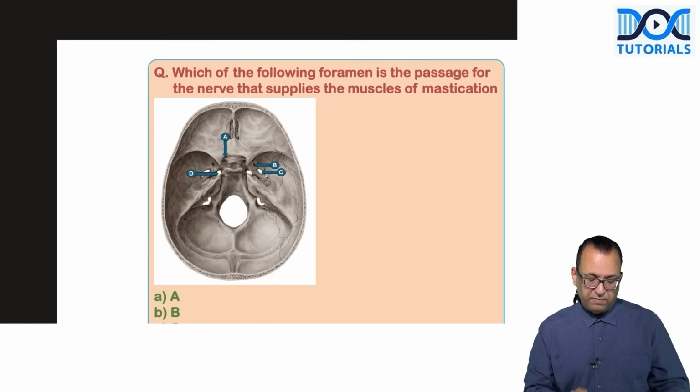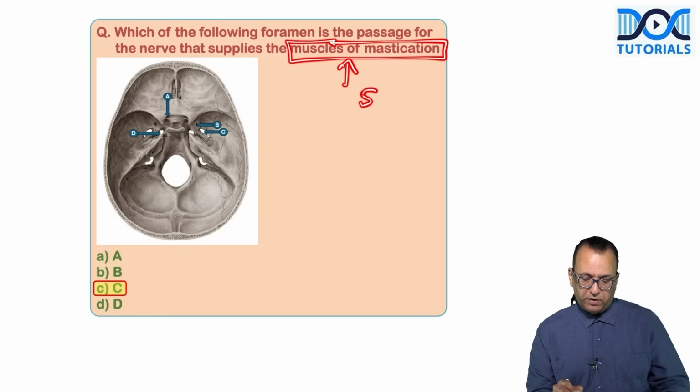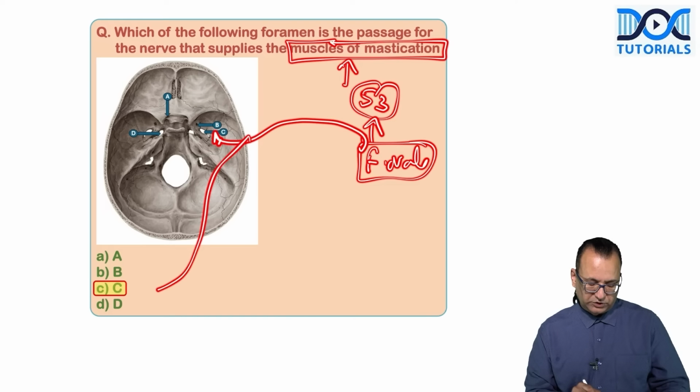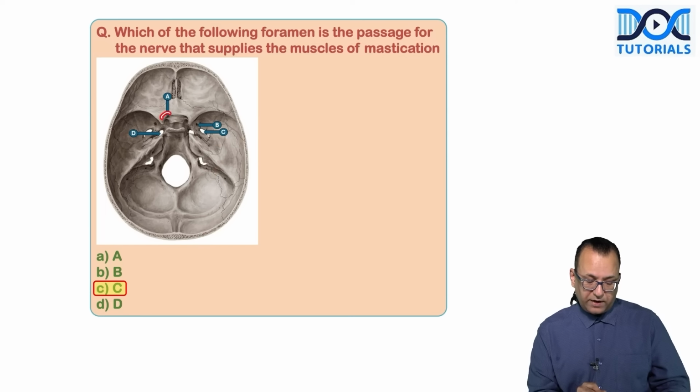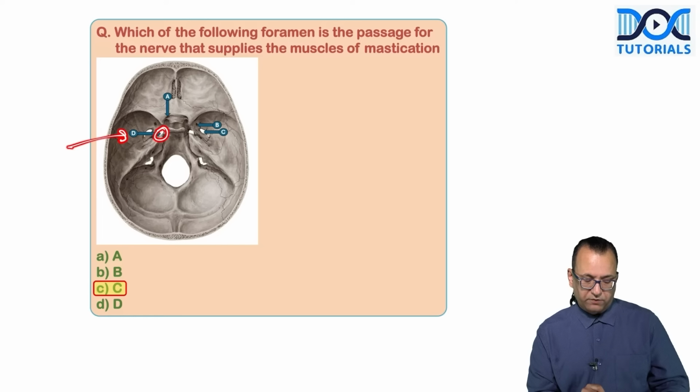As you can make out now, since they are asking for the muscles of mastication, which is supplied by the mandibular nerve branch of trigeminal passing through the foramen ovale, that is why we have taken our answer as foramen ovale, which is marker C. If you are talking about marker A, it was the optic nerve. If you are talking about marker B, it was the maxillary nerve branch of trigeminal passing through foramen rotundum. If you talk about marker D, it was foramen lacerum.